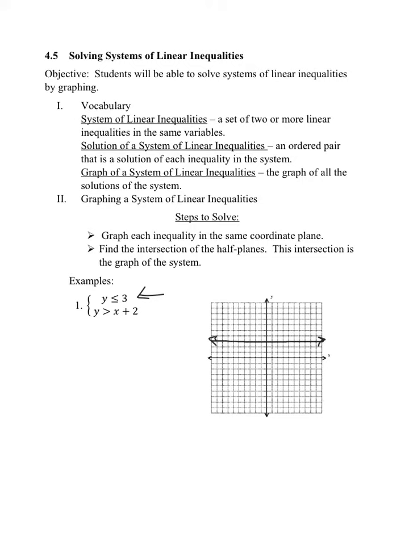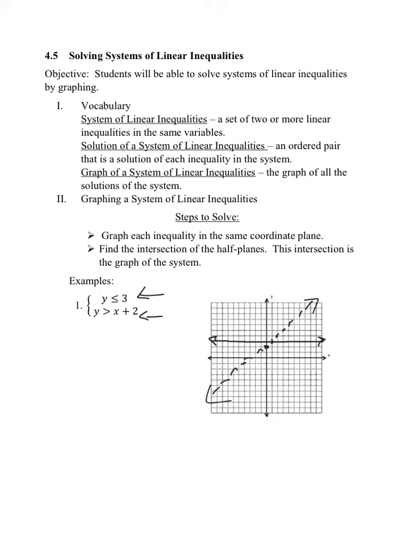and it's solid because it's a less than or equal to. The second line here, y is greater than x plus 2, so that is at 2 on your y-intercept, and it has a slope of 1. So it's going up like this, and it is a dashed line. So as I graph my dots, I'm going to actually make them a little dashed. Good enough. So there's that line graph.